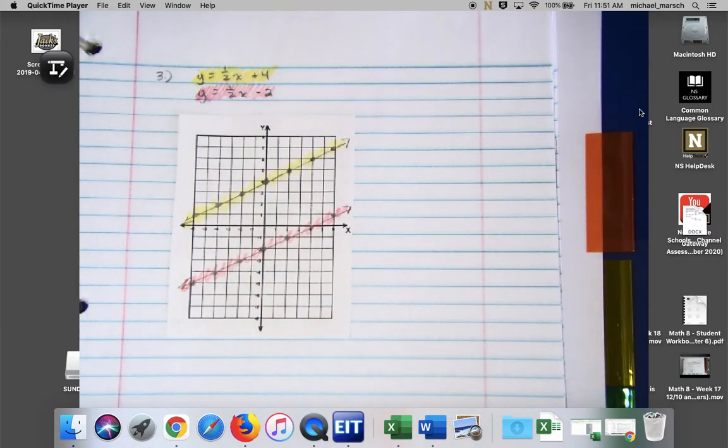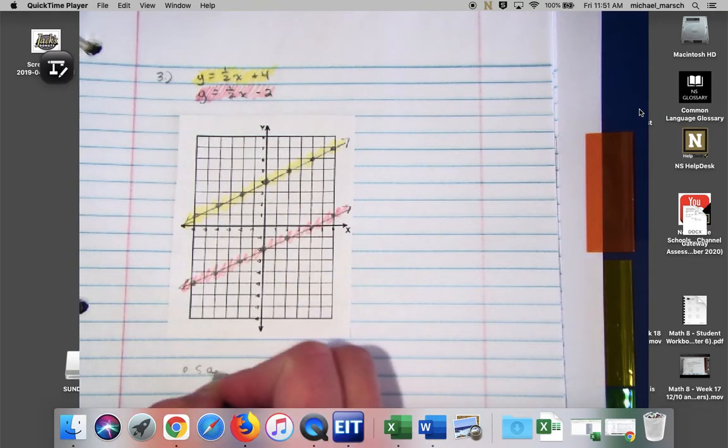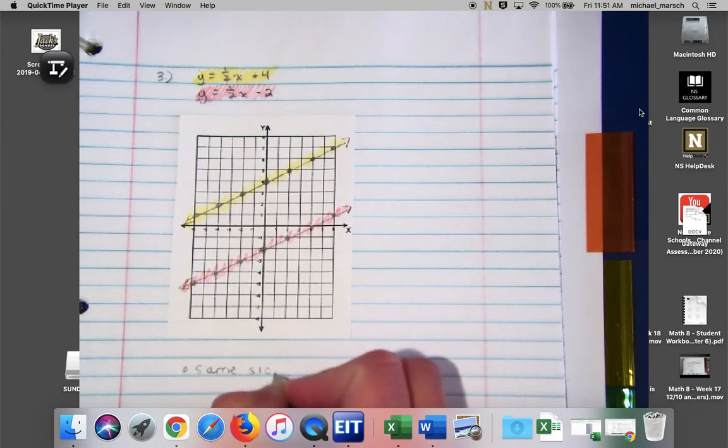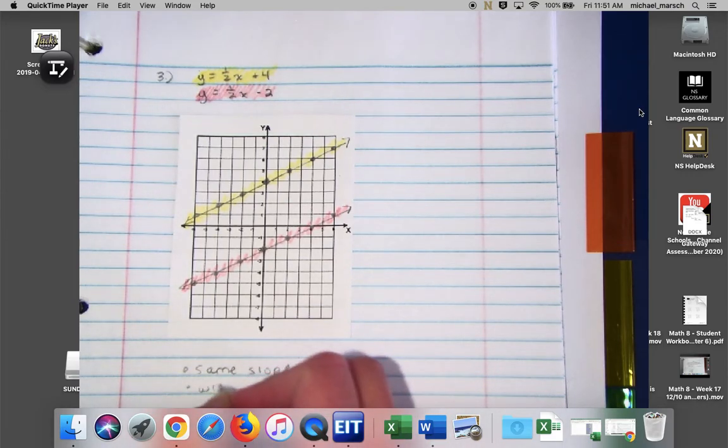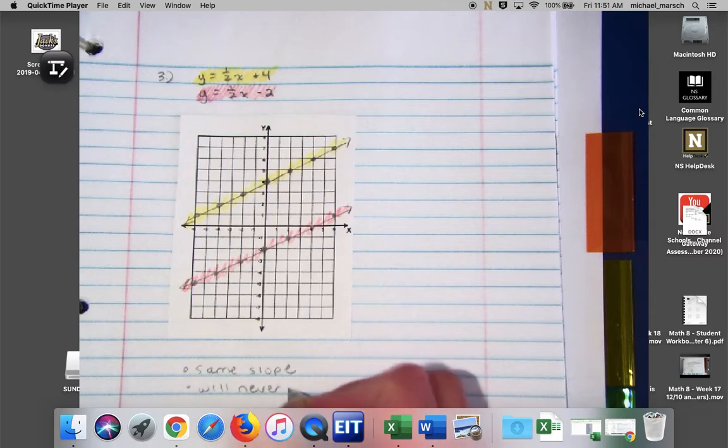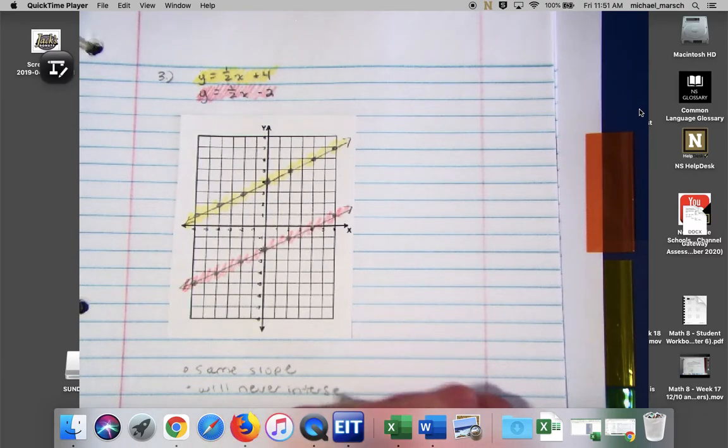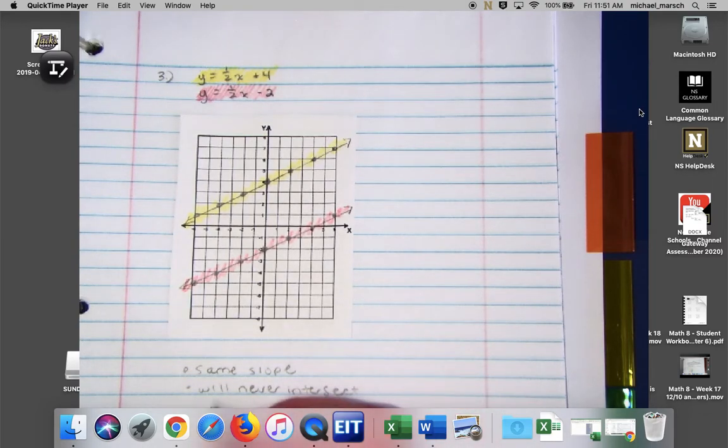Okay, so maybe you remembered our whole parallel perpendicular line situation. If they're parallel, they're not going to intersect. These are indeed parallel, right? So the answer is there's no solution. These will never intersect, right? Same slope, the answer is no solution.